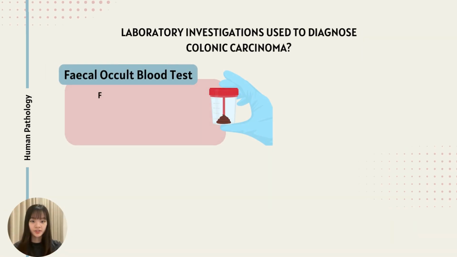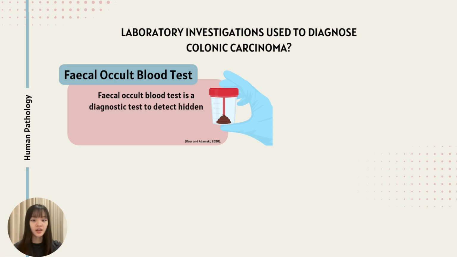There are some laboratory investigations used to diagnose colonic carcinoma. First is the fecal occult blood test. It is a diagnostic test that detects hidden blood in the stool. This test is commonly used for colorectal cancer screening, particularly in developed nations.